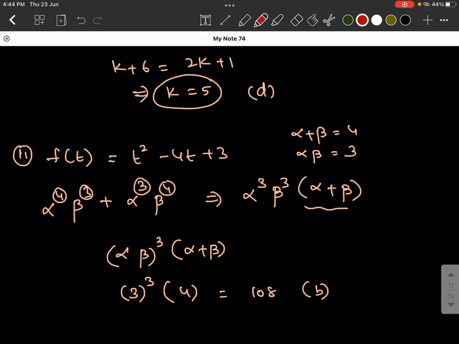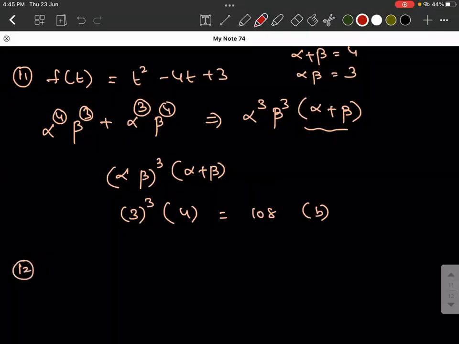Because the question, f of t is given, no. So alpha and beta will be roots of some polynomial. So what polynomial is given there? t square minus 4t plus 3. Clear? So now you understood why it is 4?